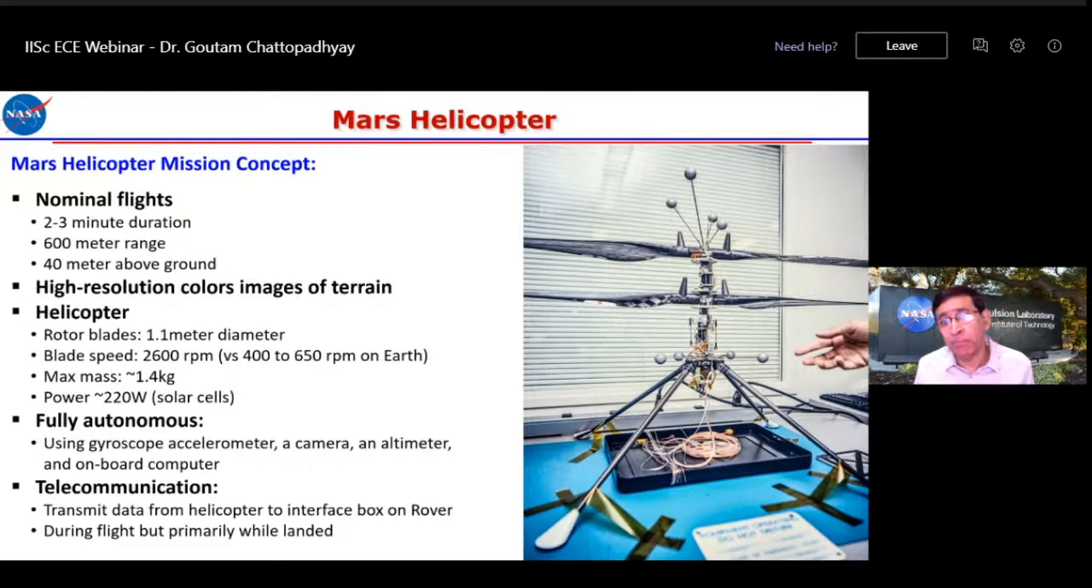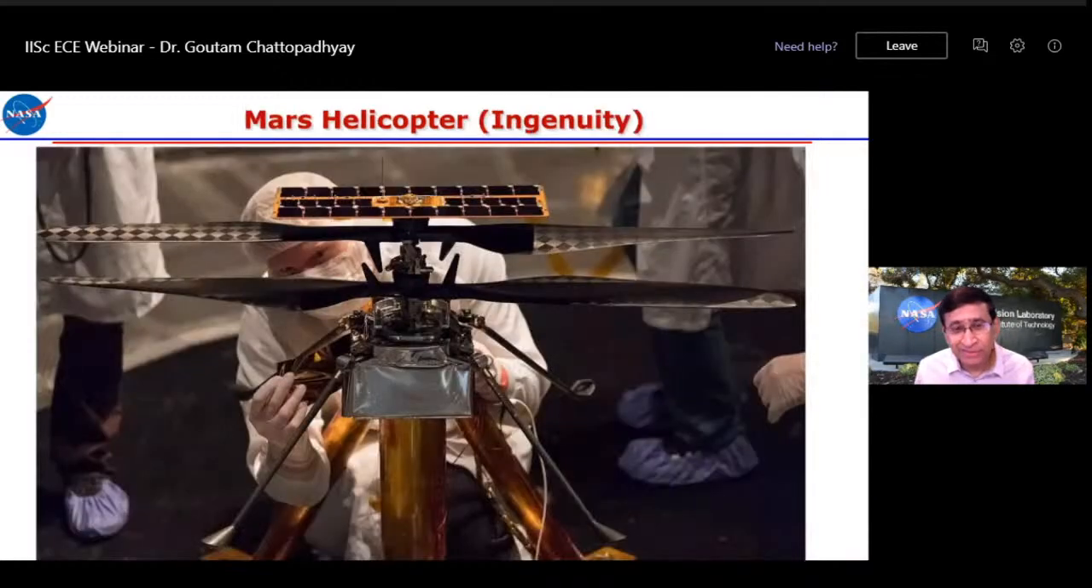So it is a tech demo. It is going on the rover. We want to see whether it works or not. So I'll end with this picture. This is the Ingenuity helicopter just before it was mounted on our Perseverance rover. It will land there in February 2021, keeping our fingers crossed. Let's see how it goes, how it works. With that, I will end. Thank you very much.